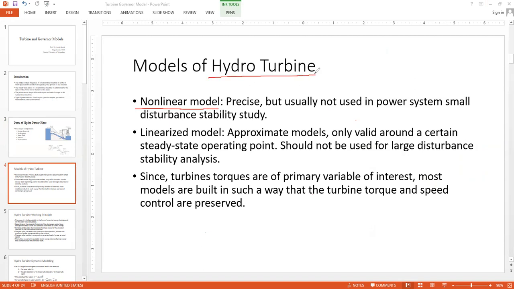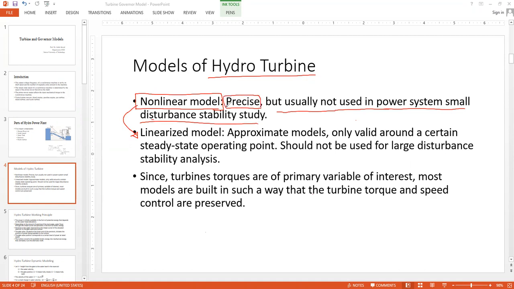But remember, all of the dynamic models that we have achieved are in the linearized, or incremental, form. So our target is to start from the nonlinear modeling and then switch to the linearized model. What is the benefit of the nonlinear model? It is precise. It can capture the nonlinear phenomena. But it is not used in power system small disturbance stability or small disturbance modeling.